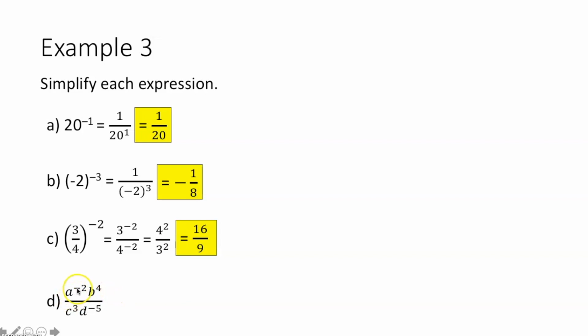Here, I have a to the negative second times b to the fourth all over c to the third times d to the negative fifth. Again, anything with a negative exponent has to move. Your answer can't have a negative exponent in it. So what I do is I take just this a to the negative second, and I move it to the denominator, the opposite side of the fraction bar, and it becomes a +2 exponent. Here, this d to the negative fifth, I'm going to move it to the numerator, the opposite side of the fraction bar, and it becomes a +5th exponent. And you're done. Anything with already a positive exponent can just stay where it is.